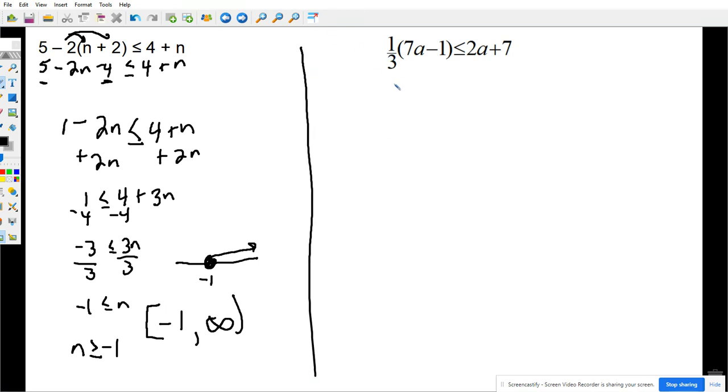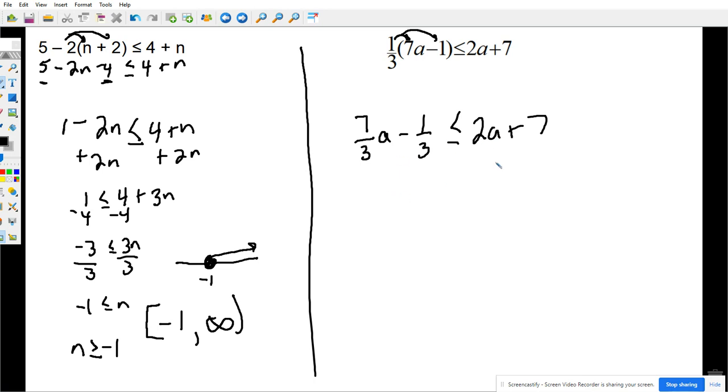Okay, so let's take a look at this next problem here. Okay, it says 1/3 (7a minus 1). Again, we're doing the same thing. We're going to distribute. Nothing changes there. 1/3 times 7a is 7 over 3a. 1/3 times negative 1 is minus 1 over 3. That's going to be less than or equal to 2a plus 7.